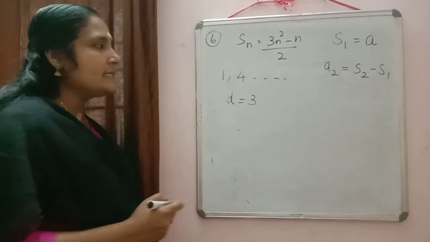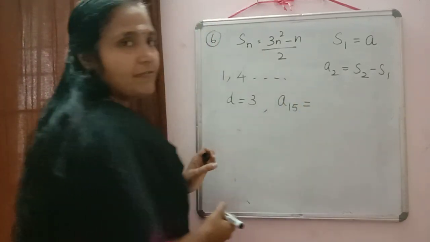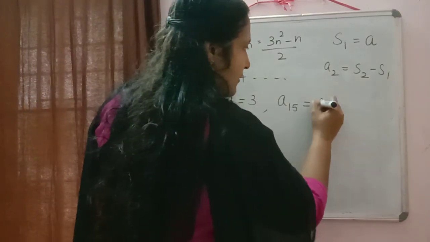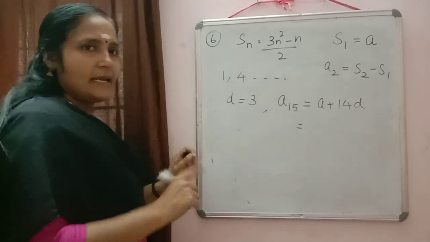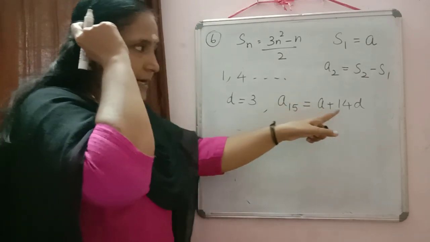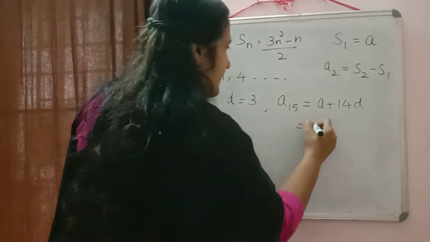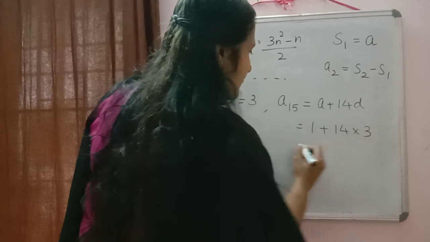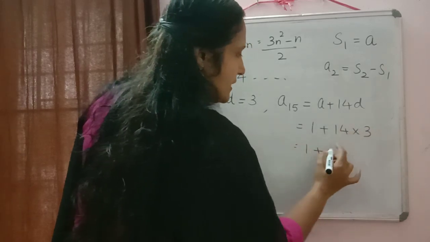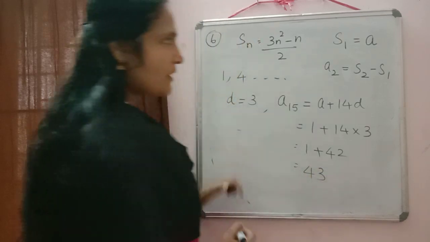And the 15th term. 15th term we want, means we want A15. So A15 according to the formula it will be equal to A plus 14D. 15 minus 1. A plus n minus 1 into D. Now substitute the value. A is 1 plus 14 into D is equal to 3. So we'll get 1 plus 14 3s are 42. So 42 plus 1 is 53.